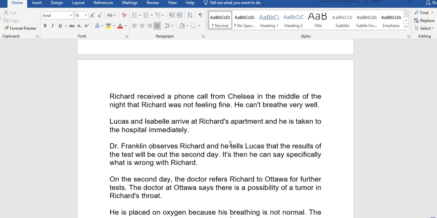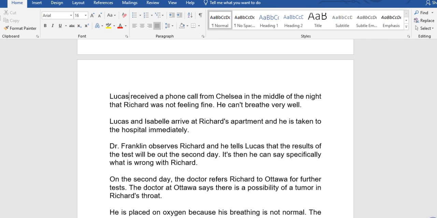Okay, there's a mix up there. It's Lucas. That's Lucas that received the phone call from Chelsea in the middle of the night that Richard was not well. Sorry about that. So that is Lucas.